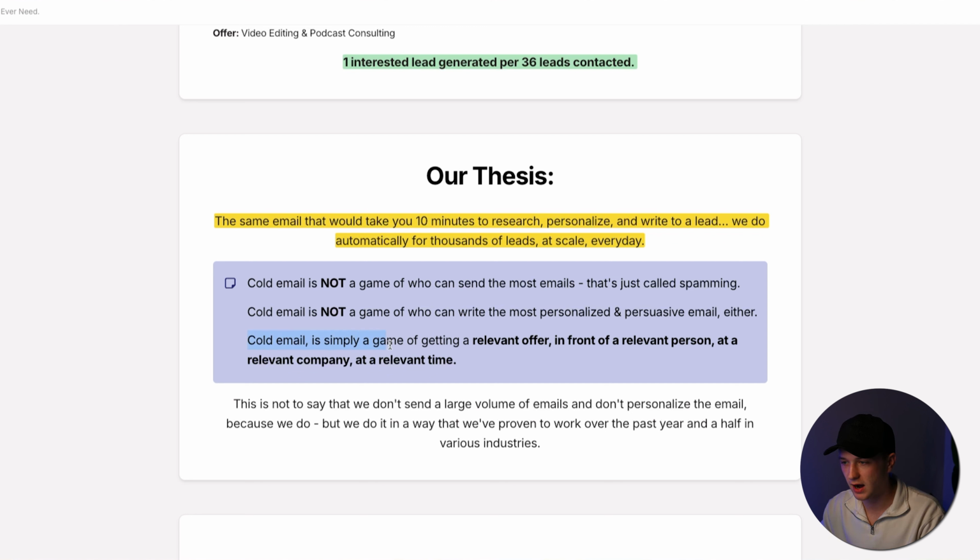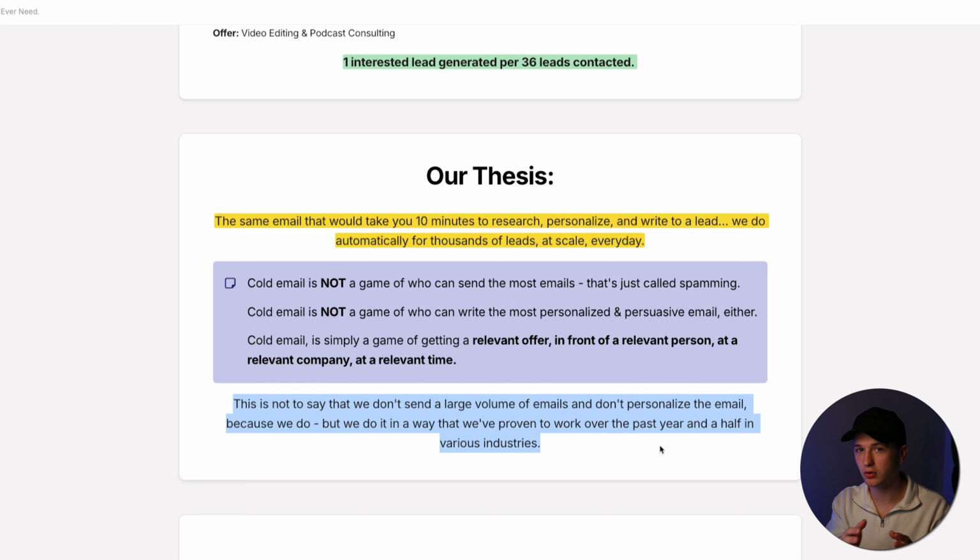So cold email at its base is just a game of getting a relevant offer in front of a relevant person at a relevant company at a relevant time. That's really it, right? That's all you need for someone to become interested and buy your service eventually. And taking the best of both worlds, where you have the high volume and high personalization all in one strategy, is really what's going to make it most efficient. So this is not to say that we do send a large volume of emails and sometimes we don't personalize them, but we do it in a way that's proven, because we know that the offer can shine on its own. Really, the whole goal is to let the offer shine. And if you need AI personalization to enhance that and make it more relevant, that's where you can include that type of high relevance stuff.